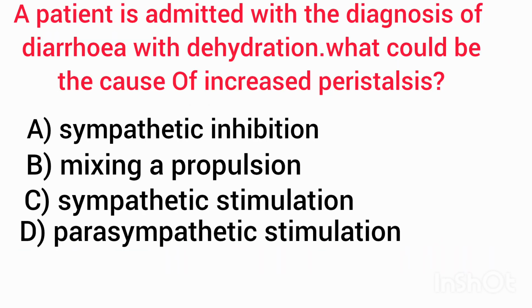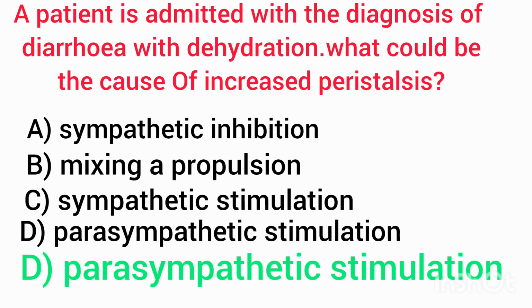A patient is admitted with the diagnosis of diarrhea with dehydration. What could be the cause of increased peristalsis? Sympathetic inhibition, mixing and propulsion, sympathetic stimulation, parasympathetic stimulation. Answer: parasympathetic stimulation. Next question.